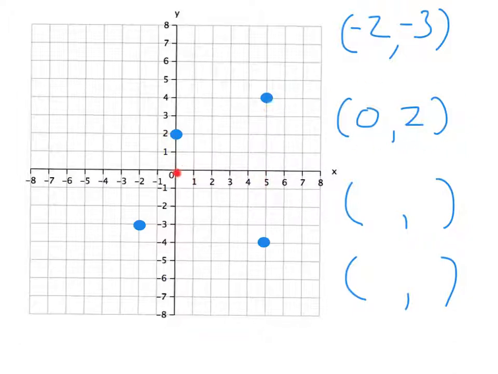Over here, we'd have to go right 5, up 4. Right 5 means 5 in the x direction. Up 4 means 4 in the y direction. So this point has coordinates 5, 4. Over 5, up 4. And this one is over 5, down 4. So it's still going to have 5 for the x coordinate, but since we're going down 4, that's going to be a negative 4 for the y. So that's how you use a graph of points to come up with the coordinates for those points.